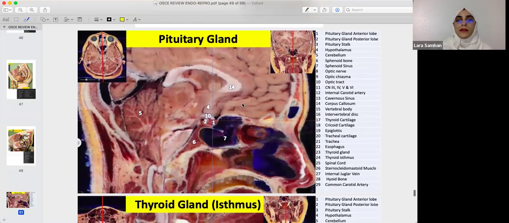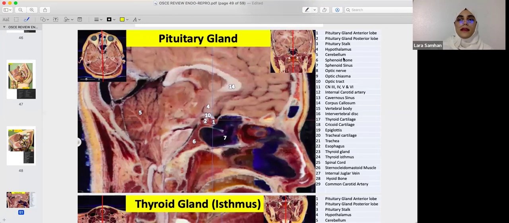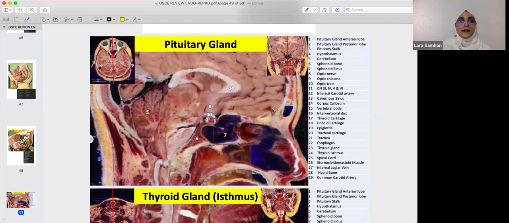Moving on further, we have in here the pituitary gland. This is an anatomy of the head. How will we know? As you can see, there's the nose, there's a brain, and there's also the cerebellum. So we will know that this is talking about the head. Let's focus more on the endocrine glands in the head rather than the brain, cerebellum, or anything else.